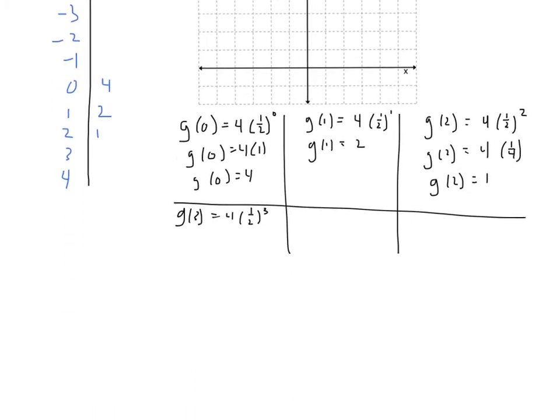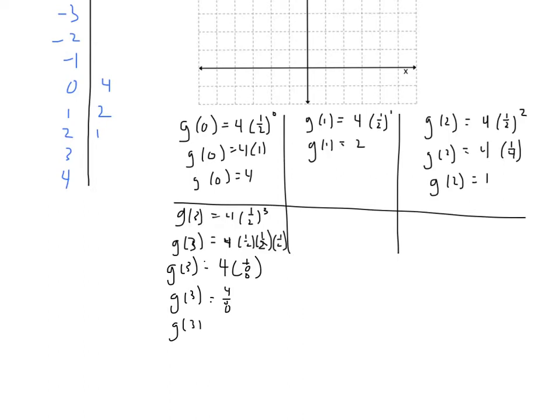Let's think about that. A half cubed is 1/2 times 1/2 times 1/2. 1/2 times 1/2 is a 4th, times a half is an 1/8. So g of 3 equals 4 times 1/8. 4 times an 1/8 is 4/8, which is 1/2. So when I input 3, I get an output of 1/2.